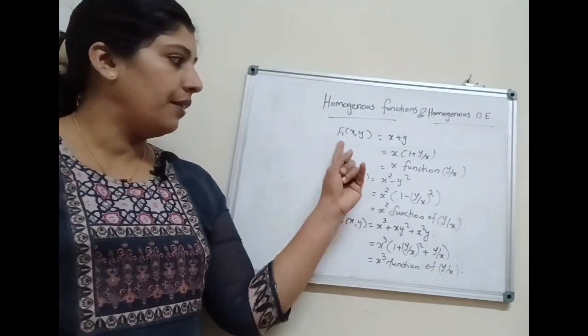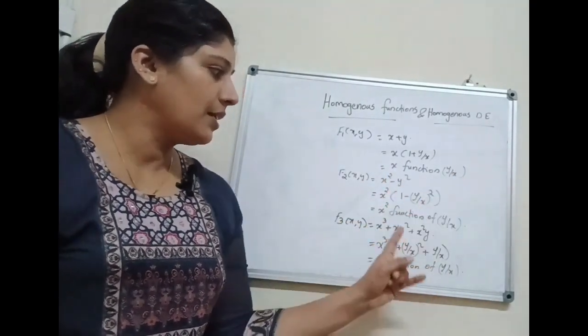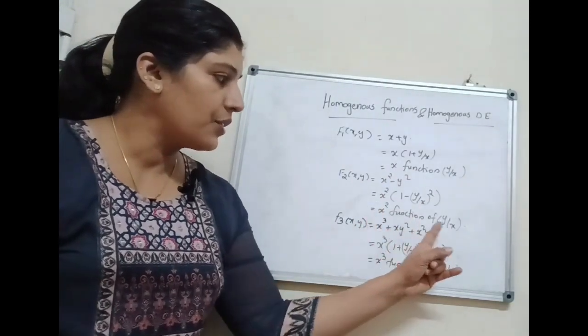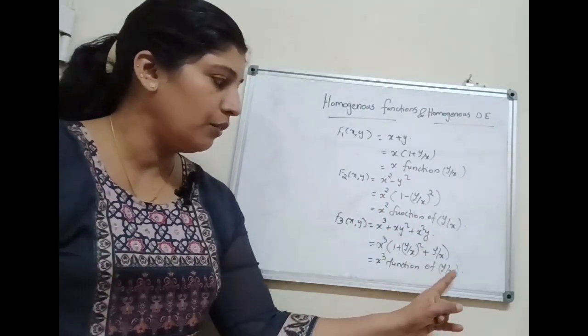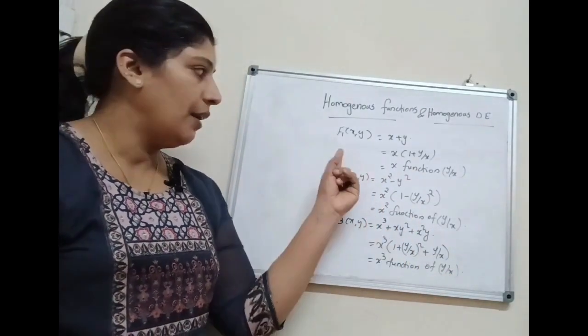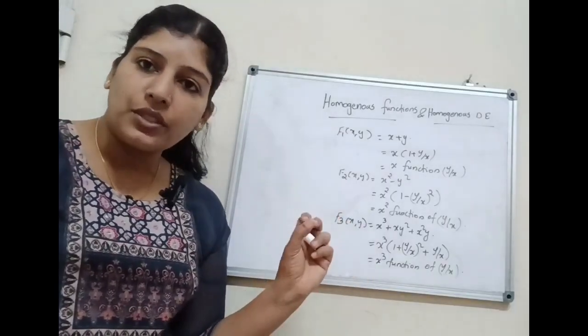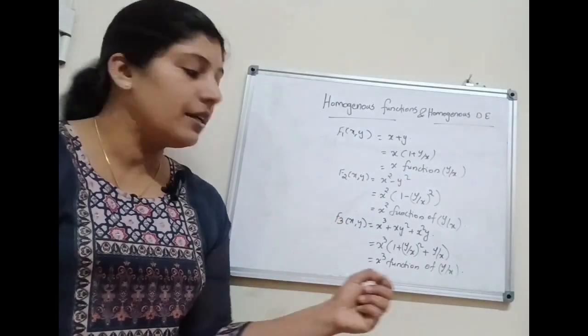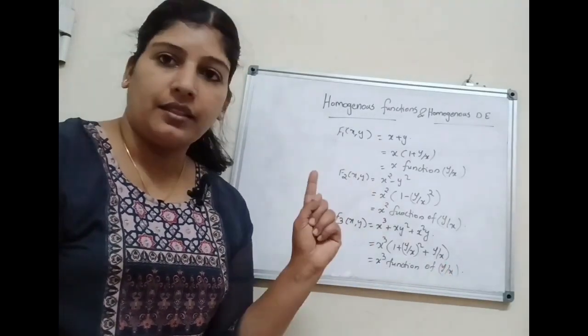That is, here f1 is equal to a function of y by x, f2 is a function of y by x, and f3 is also a function of y by x. That means here f1, f2, f3 are said to be homogeneous functions of the same degree in y and x.